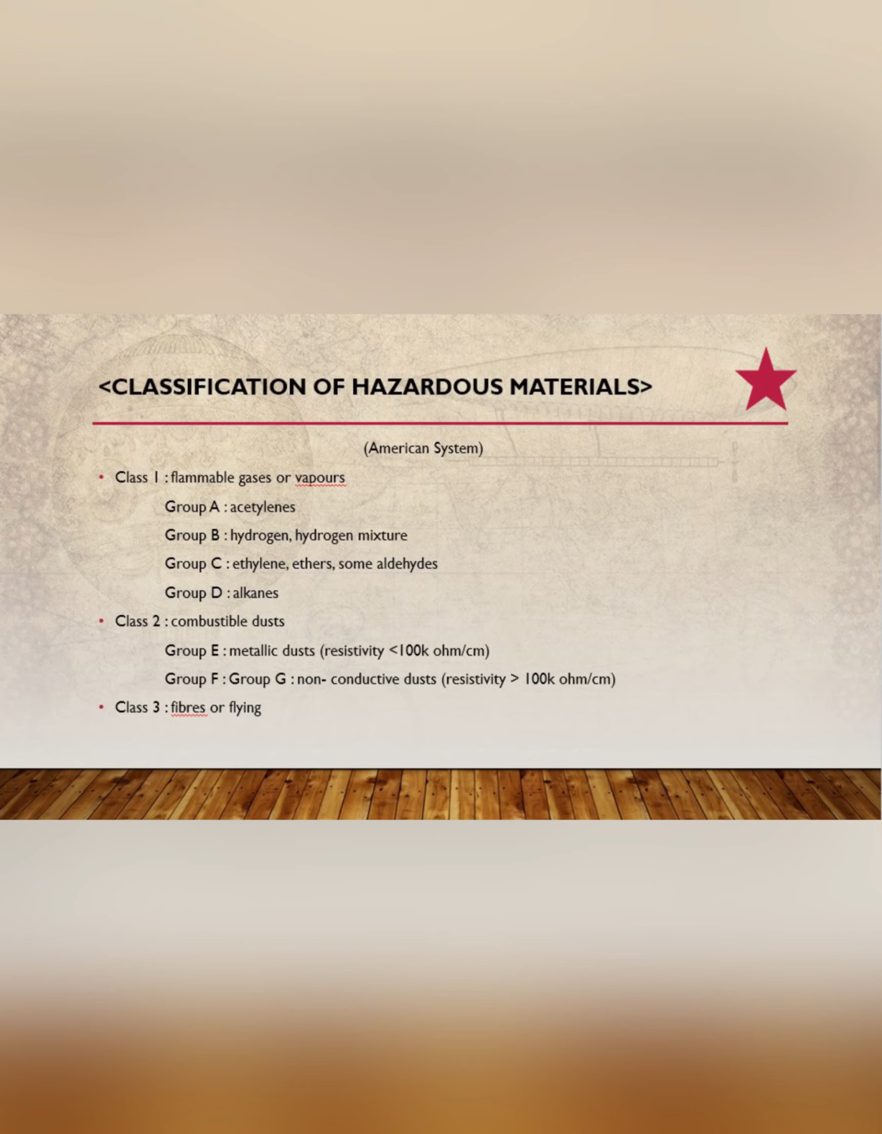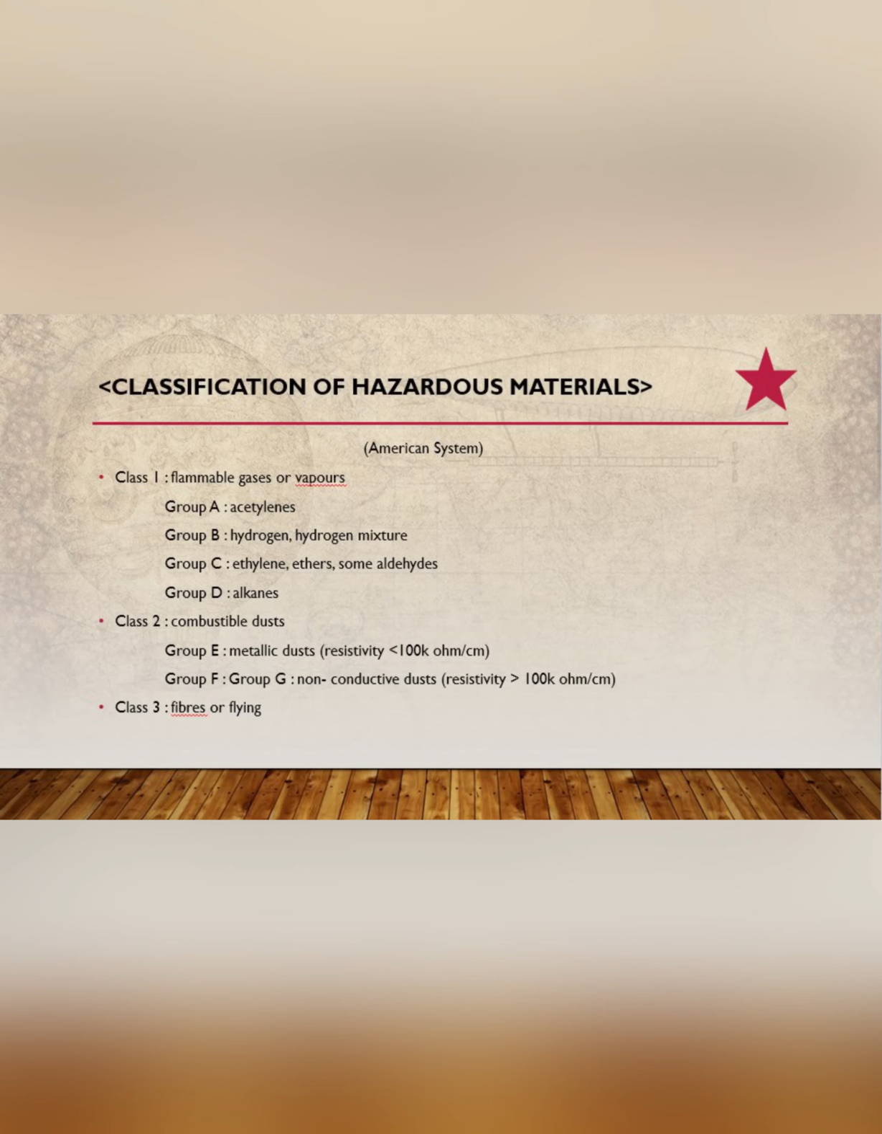For classification of hazardous materials following the American system, class 1 consists of flammable gases or vapors and is divided into 4 groups, which are group A, B, C and D. Group A is acetylenes, group B hydrogen and hydrogen mixture, group C ethylene, ethers and some aldehydes, group D is alkanes. Class 2 is combustible dust and is divided into 2 groups, which are group E and F.